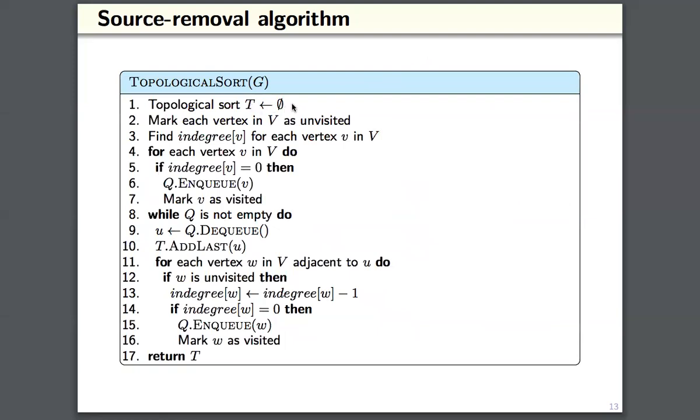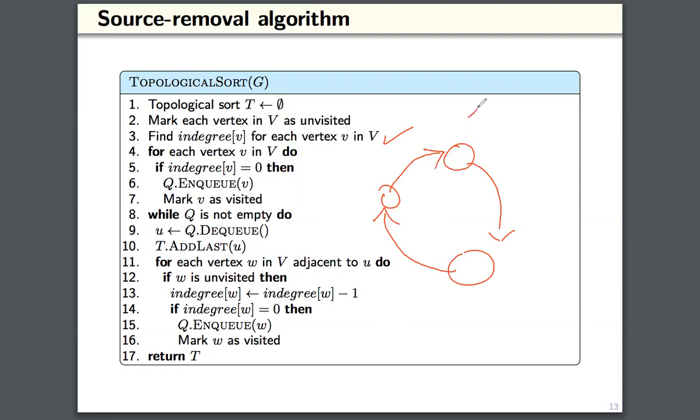So here is the pseudocode. Topological sort, T is empty first, right? Mark each vertex in V as unvisited. Find in degree for each vertex, right? So what if there is no vertex with in degree 0? What does that mean? Means you have a cycle. Suppose there are vertices, but there are no vertices with in degree 0, then it means there is a cycle, right? So think about this one.